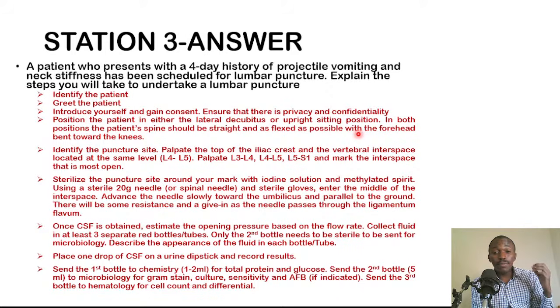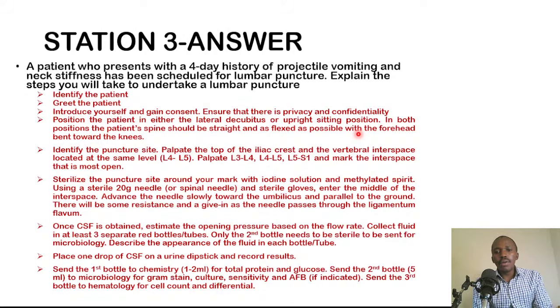It's very important that you must also draw blood and check the blood glucose of this patient. Why? It's because you're going to be comparing the blood glucose of the patient to the CSF glucose. Remember that the CSF glucose is roughly about 2/3 to about 1/2 of your plasma glucose. So if you don't know the plasma glucose, it's very hard to estimate your CSF glucose.